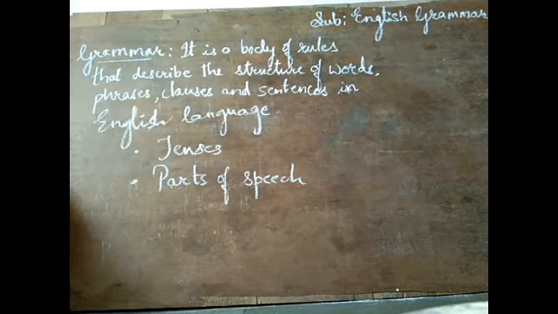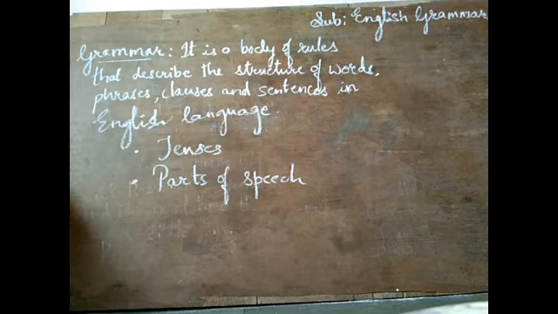Now, let us see what is a noun. A noun is the name of a person, place, thing, or idea. I repeat once again, a noun is the name of a person, place, thing. The fifth one is an adverb. An adverb modifies or describes a verb, an adjective, or another adverb. It usually answers the questions of when, where, how, why, under what circumstances, or to what degree.